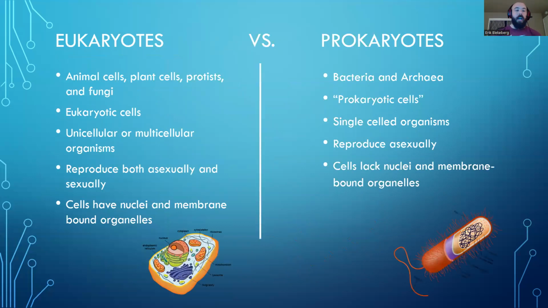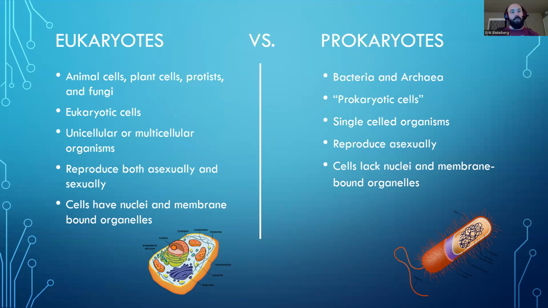A eukaryote cell is actually what we are made of. These are animal cells. Plant cells also have this, but plant cells have a slightly different structure, as do protists and fungi. So these are a lot more typically known living organisms. They are unicellular. They can also be multicellular, and they reproduce both asexually and sexually. The cells have nuclei and membrane-bound organelles. That's probably one of the big key differences.